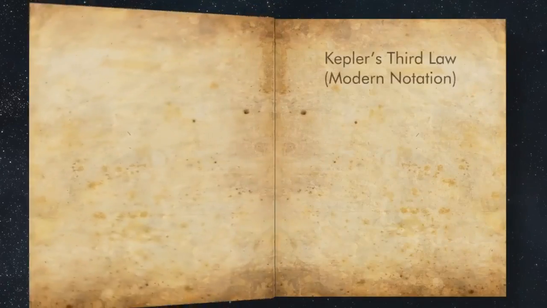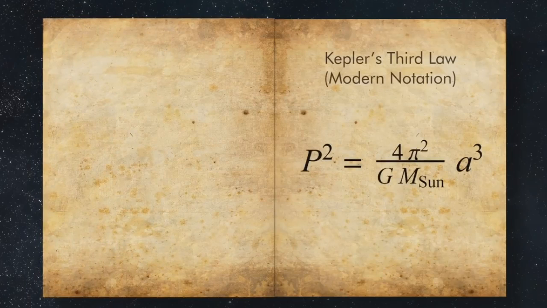In modern notation, it becomes p squared equals 4 pi squared over G, the gravitational constant, times M sun, all multiplied by a to the third power. That term before the a cubed is the constant of proportionality in Kepler's original equation. M sun is the mass of the Sun.